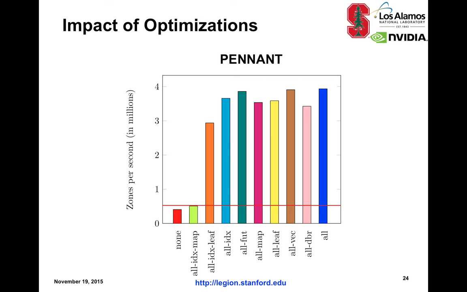When index and leaf optimization was disabled, we saw about a 30% impact on performance, again because we were doing a lot more Legion runtime analysis work, and the failure of the leaf task optimization was causing that work to become part of the critical path. And finally, again in PENNANT, if we disabled index and mapping optimization, the code ran sequentially.